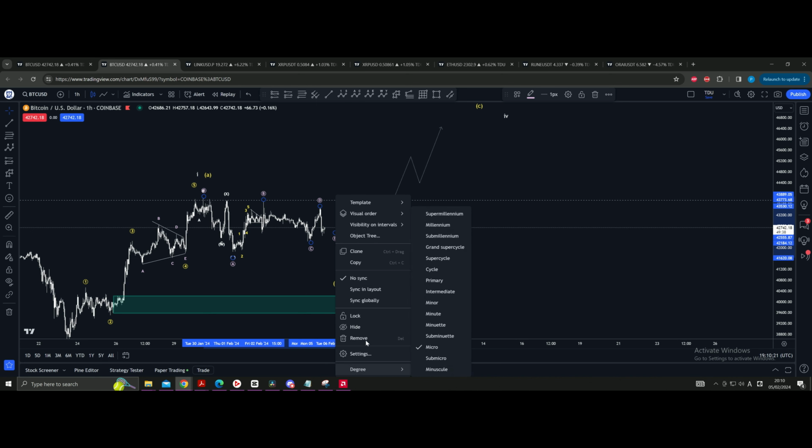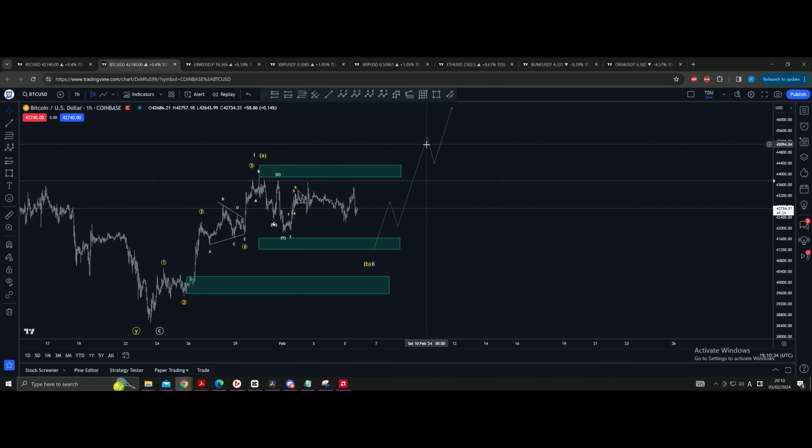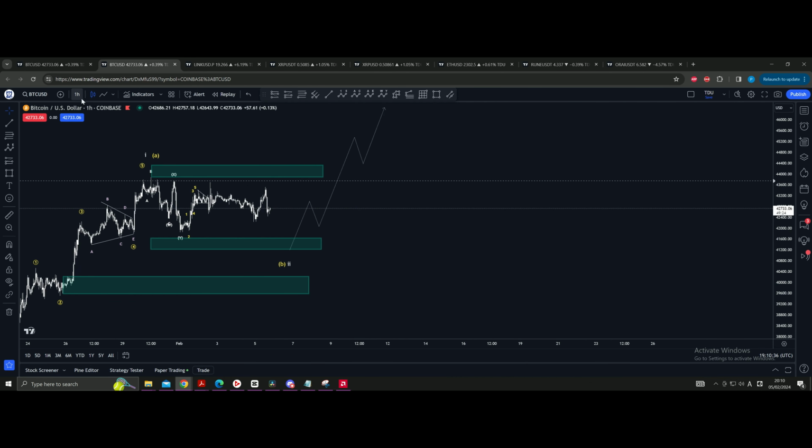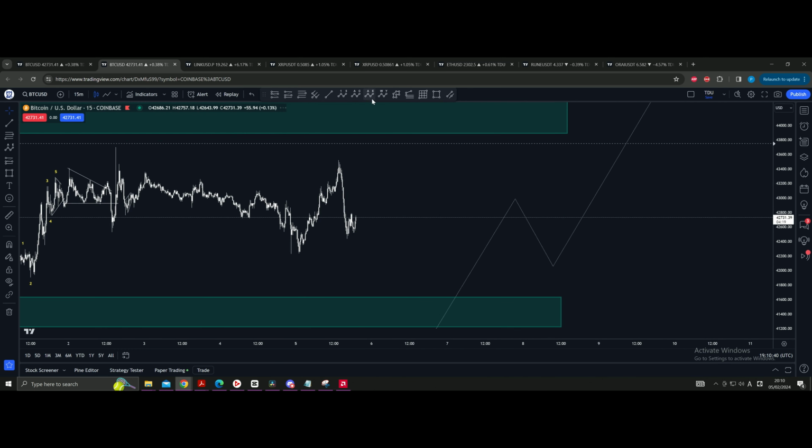So triangle, less likely. We know that the stops are there. We know that the stops are here. So which side gets triggered first? I think that the lower time frame, like the current play for me is this, and then short.